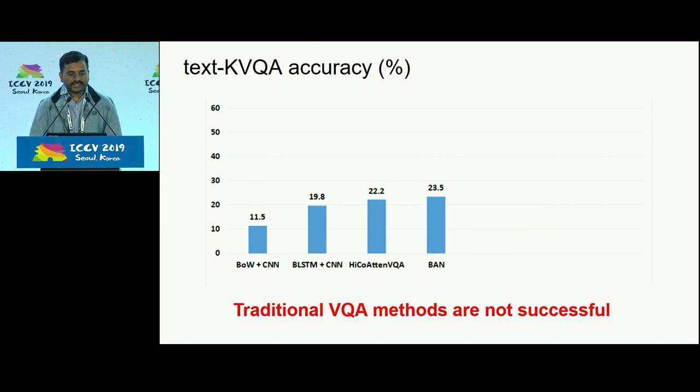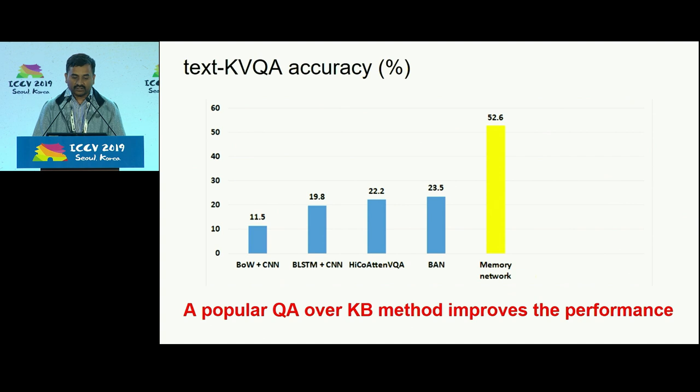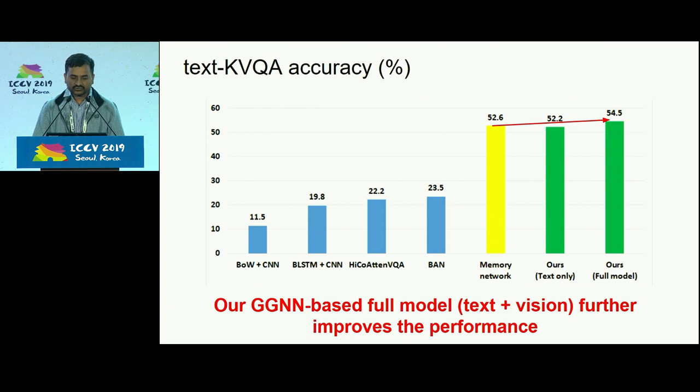So we will evaluate our text KVQA performance with various methods. We first choose traditional VQA methods. Obviously, these methods do not utilize text, so they perform very poorly on this data set. We also tried a popular QA over KV method called memory network, where knowledge facts are represented as memory units. This method further improves the performance. Our proposed method, the GGNN-based full model, which not only utilizes the text content but also seamlessly bridges the visual content in the image, further improves the performance by 2%.